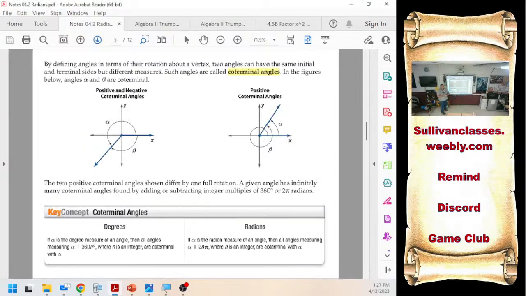Okay, coterminal angles. See, there's more than one way to get to Walmart. There's more than one way to spin and end up right back where I started. If I am aimed this way, if I want to aim at Emrys, I could turn like this, or I could turn like this. In either case, I'm still pointed the same direction. Or you can spin 3 times.